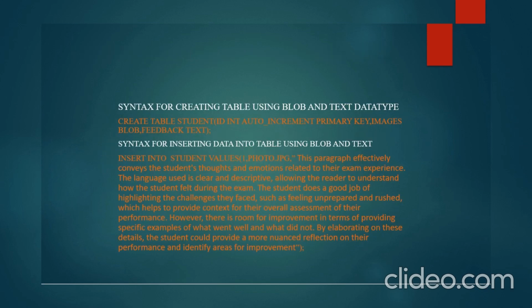Now let's see the syntax for creating a table using blob and text data type. Here the syntax is given as an example. Let's see. Create table student, id int auto increment primary key, images blob, feedback text. Here a table student is created using id as an integer, images as blob, and feedback as text.